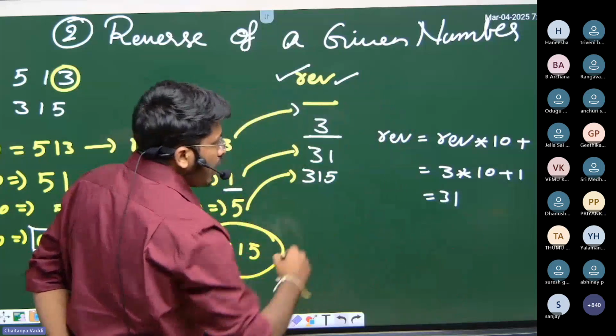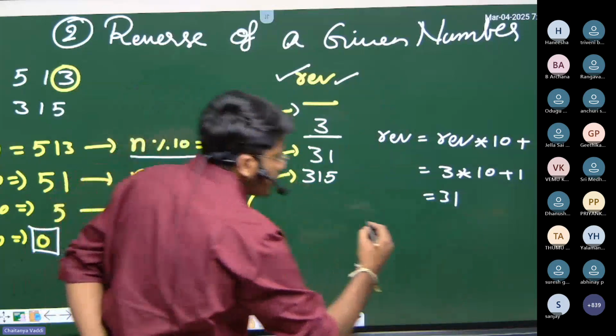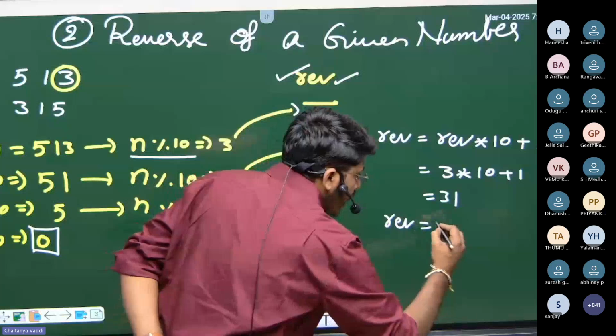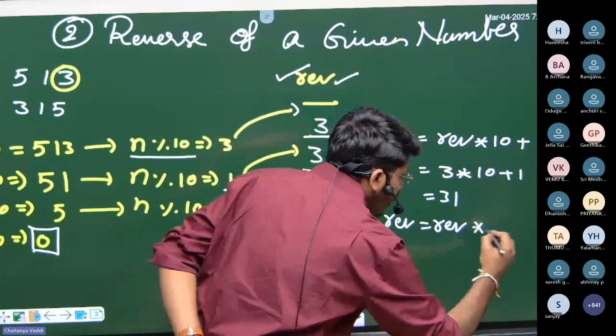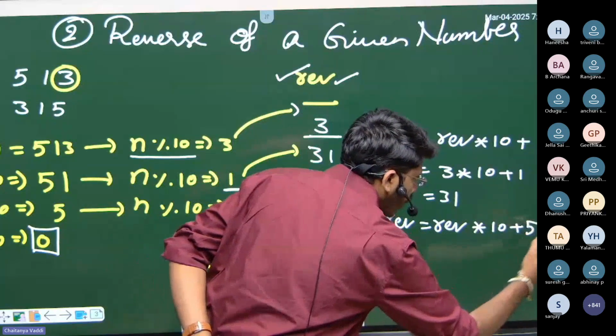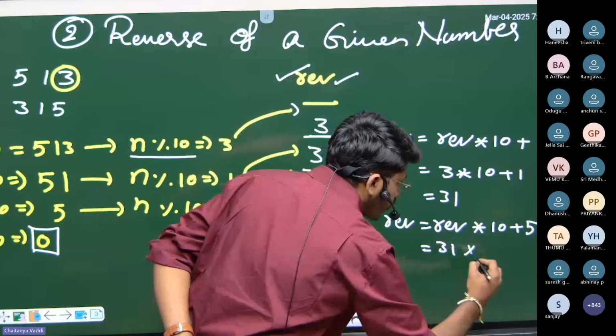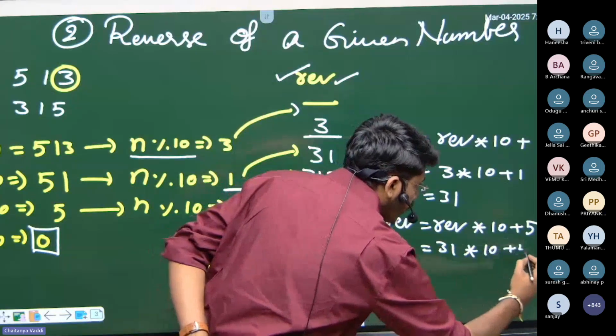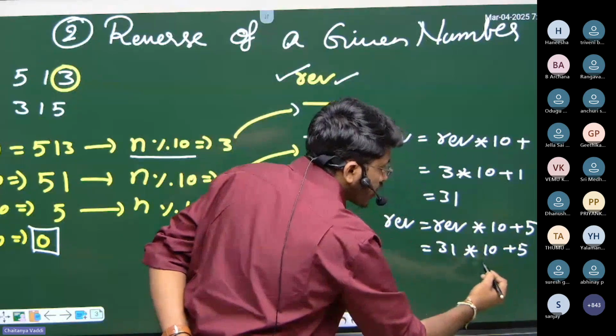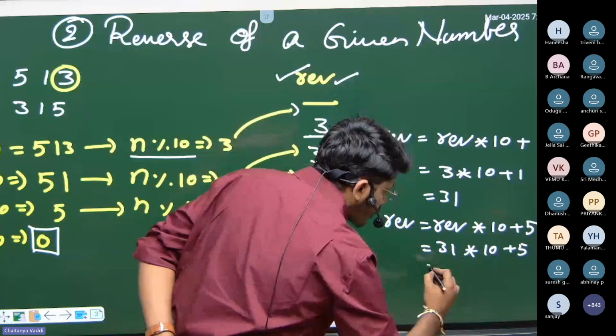Okay, so the REV value becomes 3 into 10 plus 1, 31. Similarly for 5 also. After getting 5, I will take REV value into 10 plus 5. Nothing but 31 into 10 plus 5. 31 into 10, 310, and then plus 5, 315.